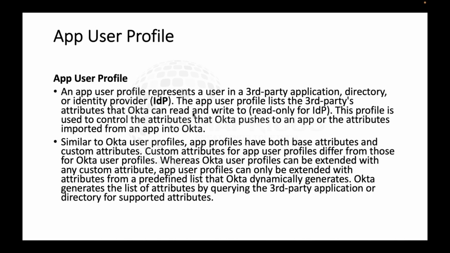It basically represents a user in the third party application directory or an identity provider. The app user profile lists the third party's attributes that Okta can read or write. This profile is used to control the attributes that Okta pushes to an app or the attributes imported from an app into Okta. So what we are trying to say is that an application user profile is a representation of a user in a third party application.